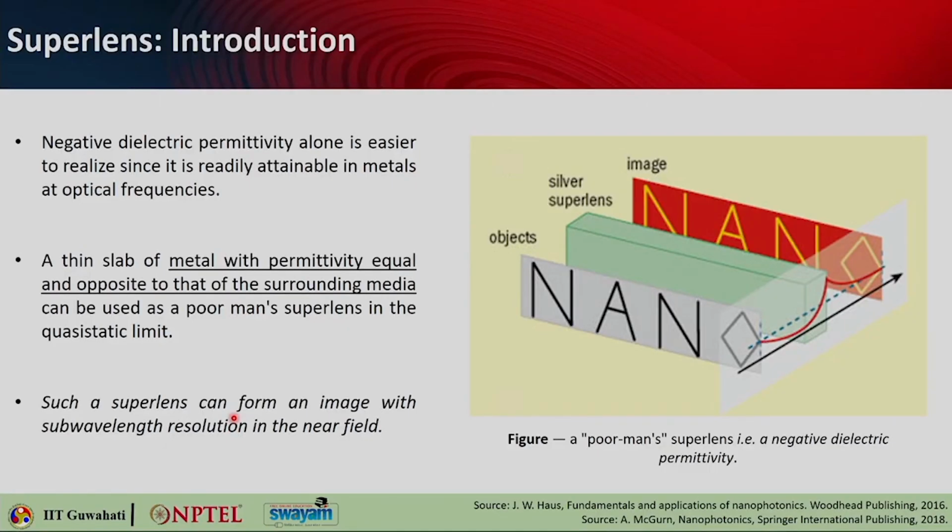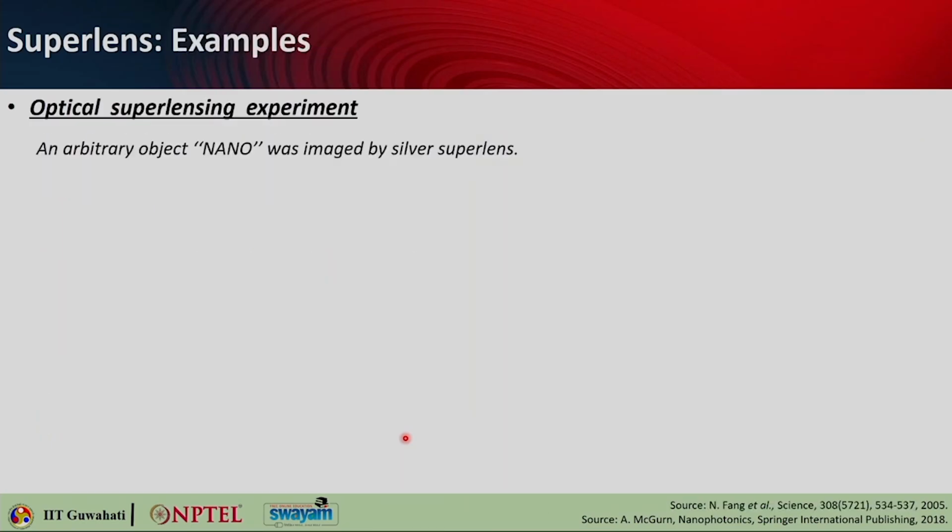Okay. And what is the benefit of this kind of a super lens? They can form an image with sub-wavelength resolution in the near field. So, remember here they are still doing the imaging in the near field, just that this kind of a lens allow you to do sub-wavelength imaging with ease. Okay. Now, let us look into some super lens examples.